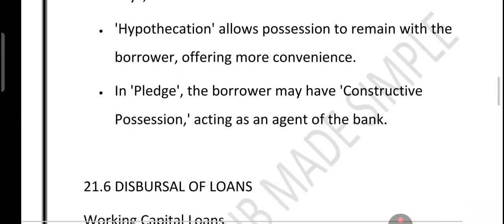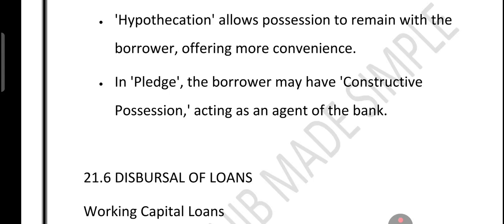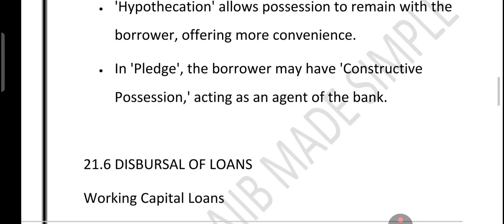In the case of pledge, sometimes the goods stay with the borrower, but legally it is like the bank is in control. Then this is called constructive possession. The borrower is just holding on behalf of the bank, like an agent. That is called constructive possession.